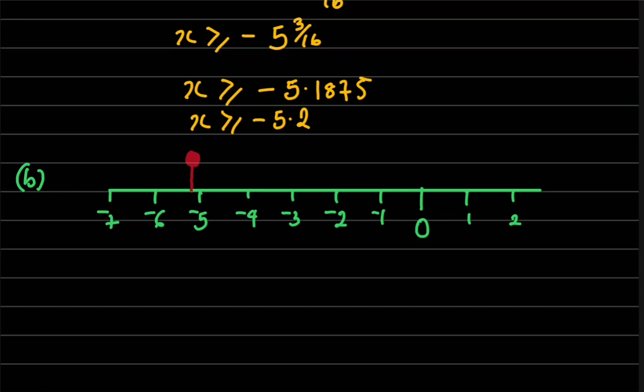Once you move towards the right, you are moving to show that it is actually greater. So this is what we have. If you have x here, it shows that x is greater than or equal to -5.2. So that is the number line part of it. We are done with the B part. So let's move to the C part of the question.